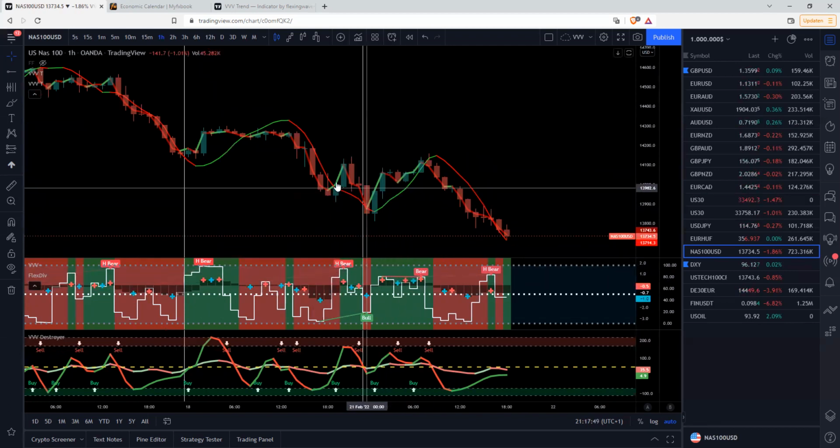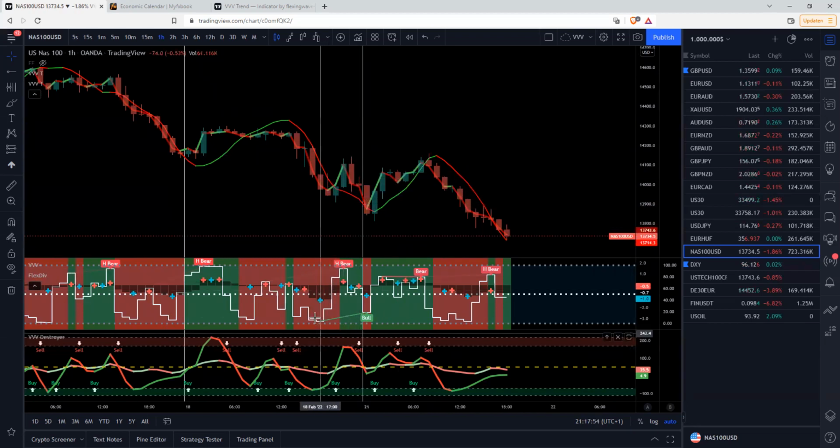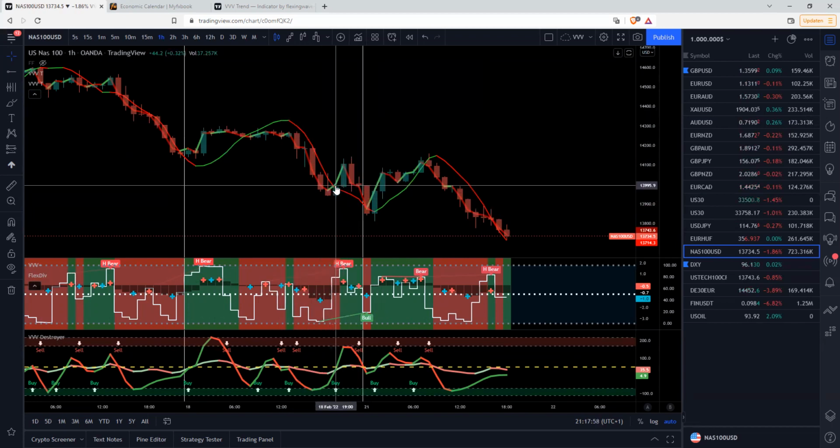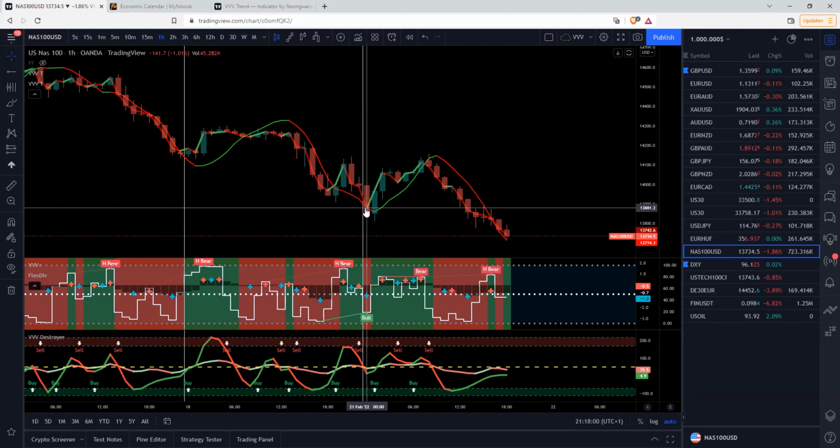And in the same direction. And this is how the divergence works. And now it's confirmed because we're breaking out here, coming back to the main line, and that's also the point where we get the divergence.